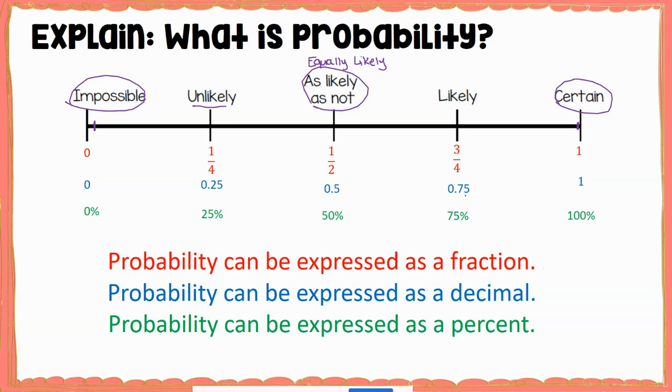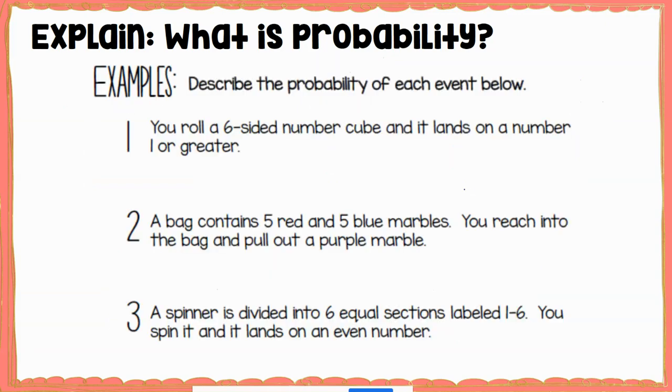Now let's look at the probability of each of these events. The first one says you roll a six-sided number cube and it lands on a number 1 or greater.